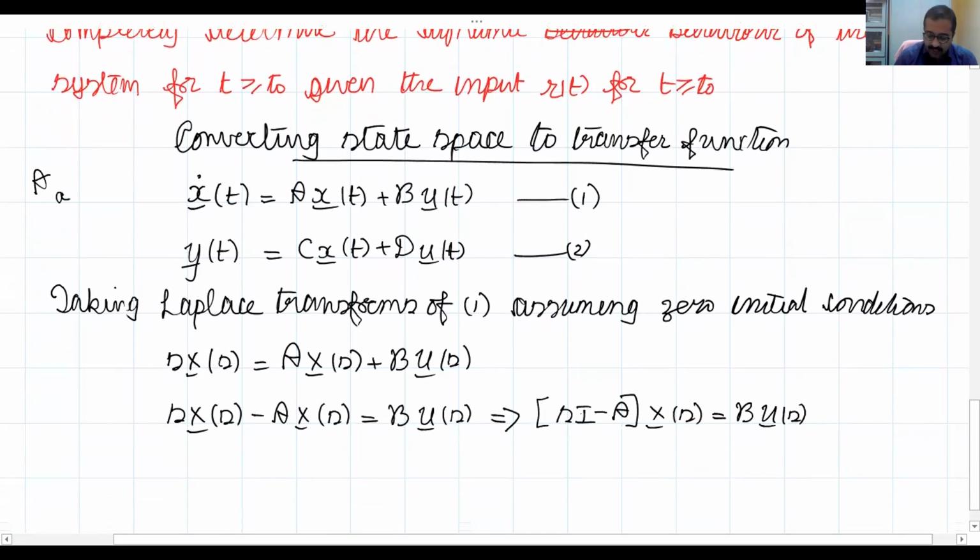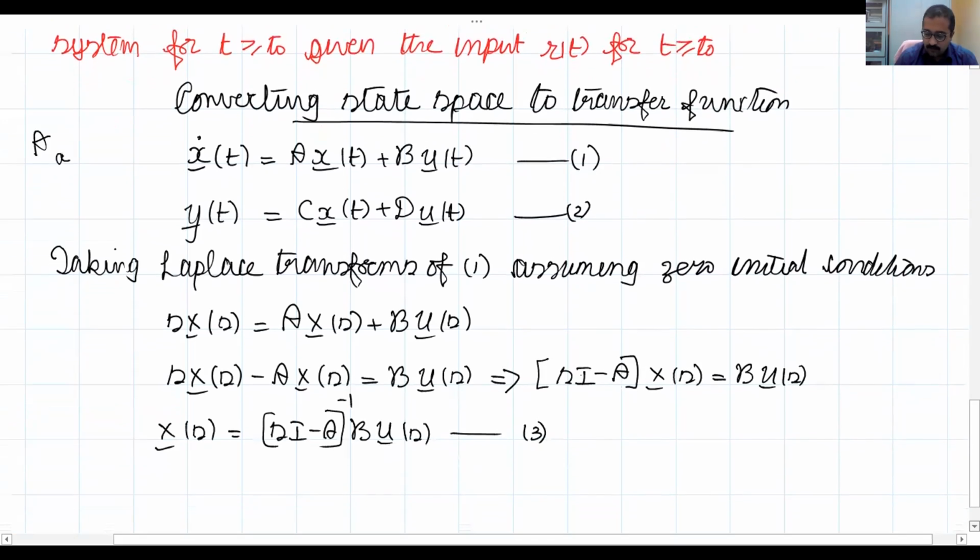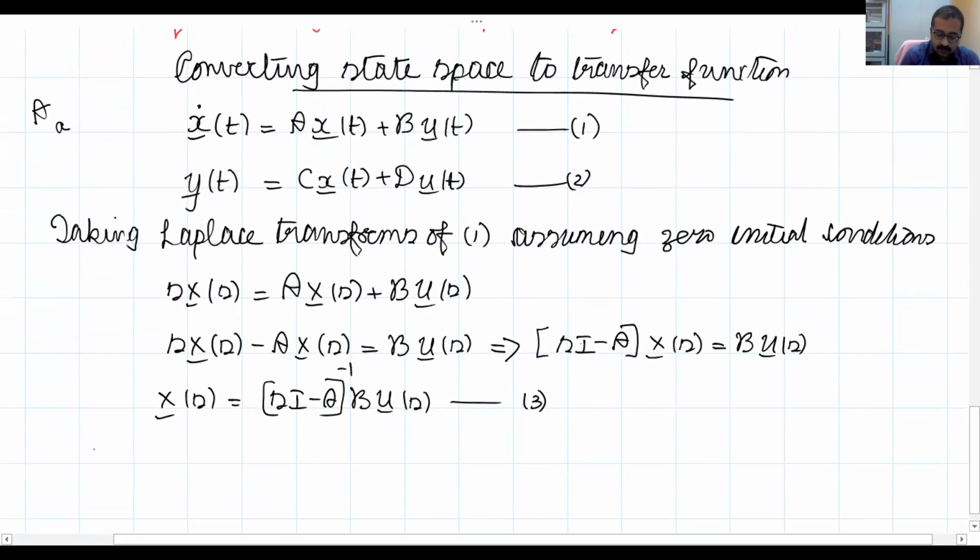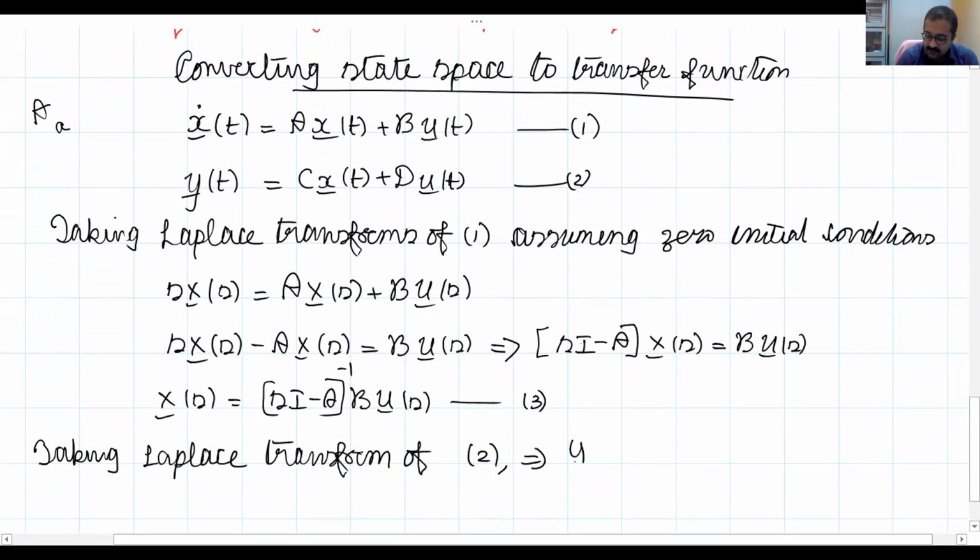So from this we get X(s) as what? You have to pre-multiply with (sI minus A) inverse. So you will get (sI minus A) inverse B U(s). This is equation 3. Now you take the Laplace transform of equation 2. What would you get? Y(s) equals C into X(s) plus D into U(s).